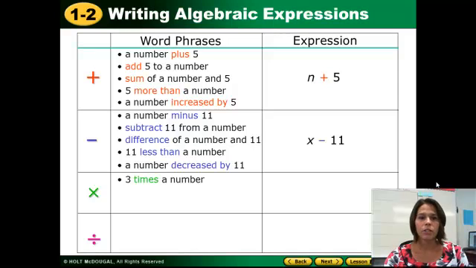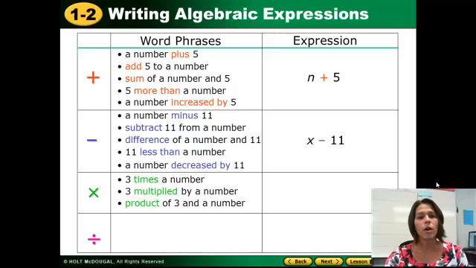For multiplication, 3 times a number, 3 multiplied by a number, and finally the product of 3 and a number. The product is the answer to a multiplication problem, and you can always use the answer to whatever arithmetic problem you're dealing with for an expression. And that's going to be represented by 3 times m. Notice I don't use the little x for multiplication anymore.